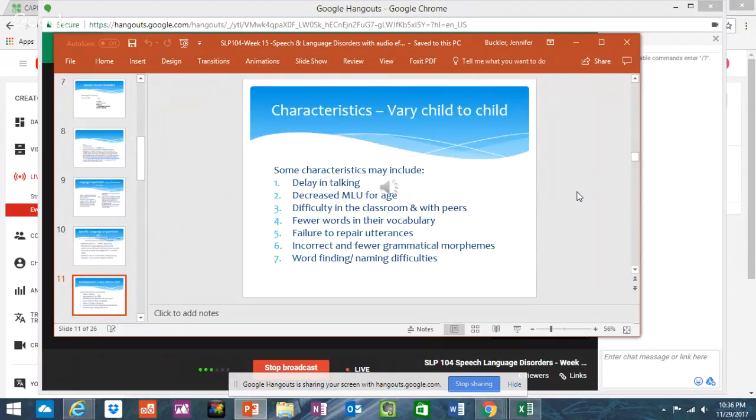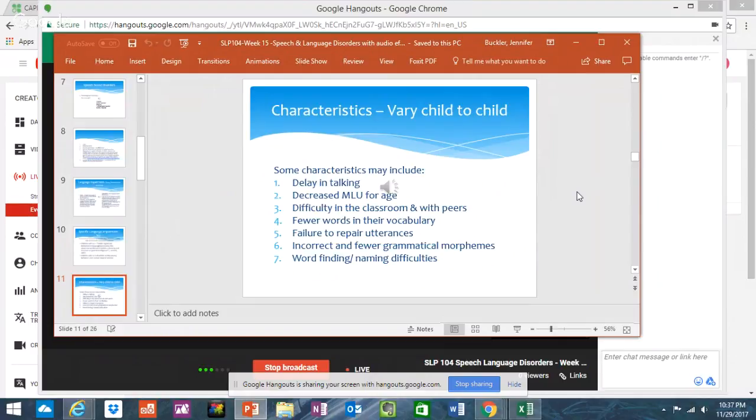They have a shortened or decreased mean length of utterance. So while we might expect a 4.0 MLU from a 4-year-old, a child with a speech and language impairment might have an MLU of 1.5 at the age of 4. So, shortened MLUs, shortened mean length of utterances.